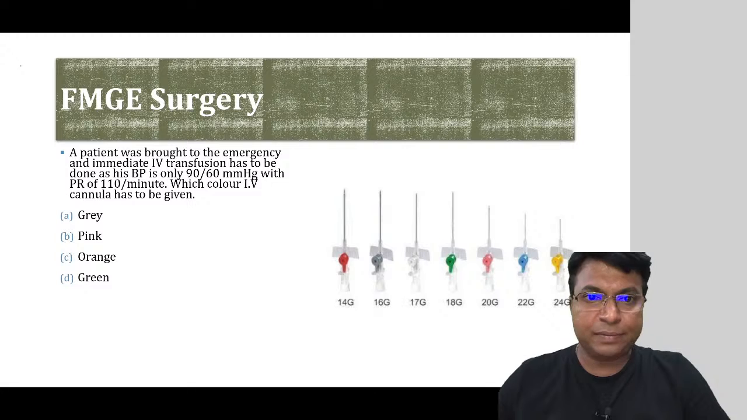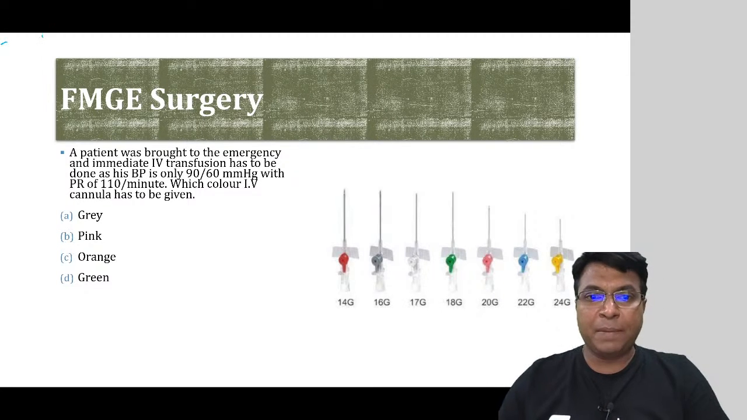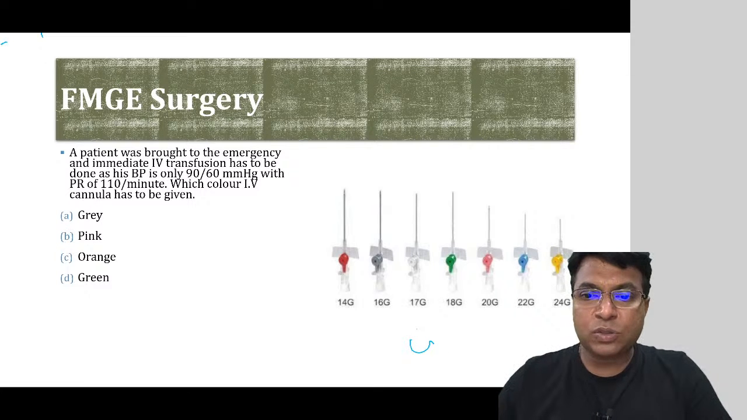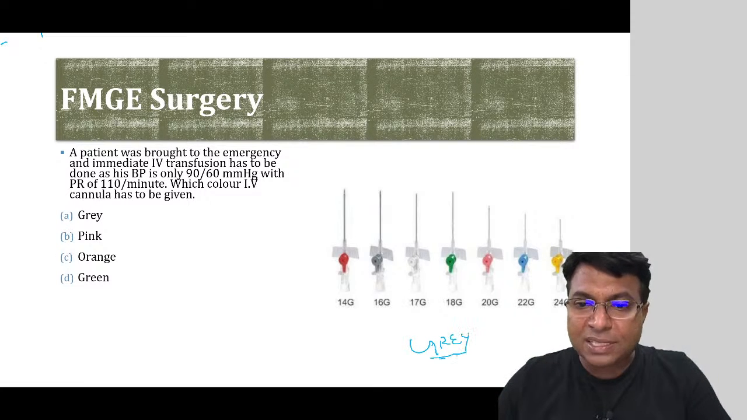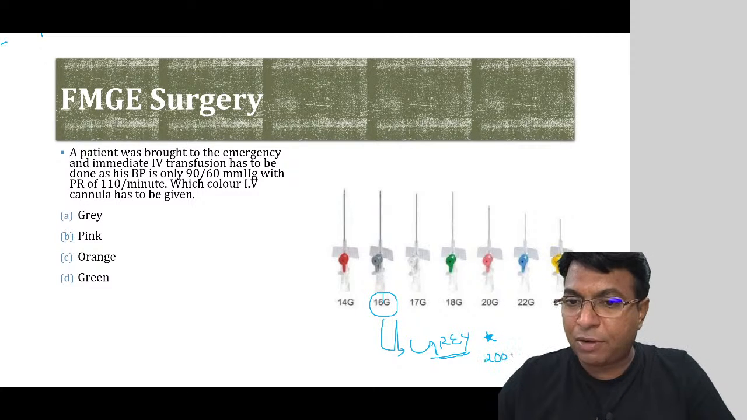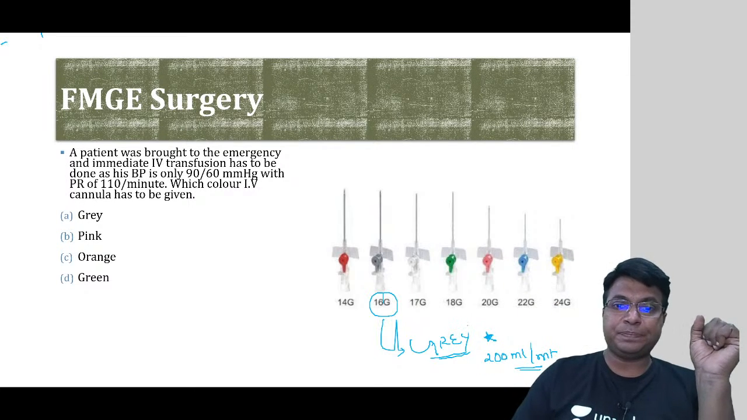Pulse rate is 110. Which color IV cannula should be used? This is a very classical question. Many students would have marked this as grey, seeing the old MCQs. There is an old MCQ showing grey as many times asked. Grey is 16 gauge, in which we can push 200 ml of fluid per minute.